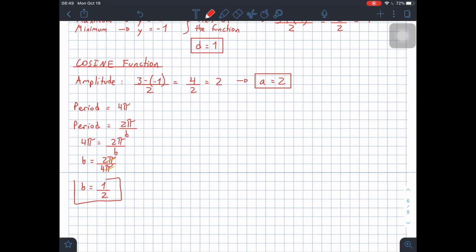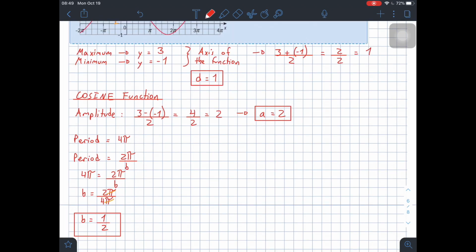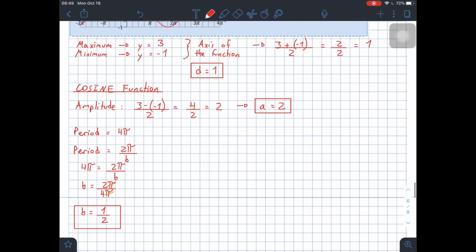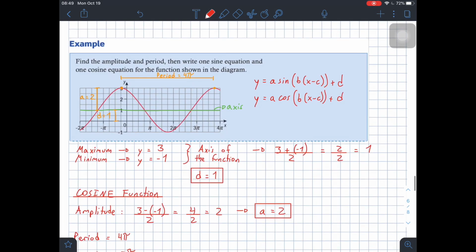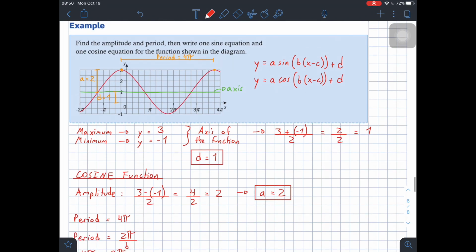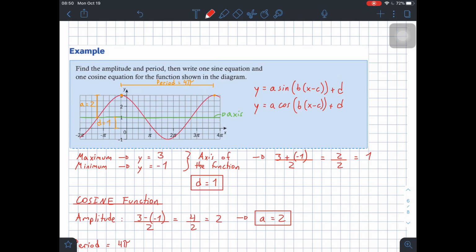So there we have the value of a, we have the value of b, and we also already have the value of d. So the only letter we're missing is the value of c. And you will see that in this exercise we want to find one sine equation and one cosine equation. The only value that will change from one graph to another is the value of c. That's why we're leaving the value of c for the end, okay? So, how do we find the value of c? The value of c represents a horizontal translation of the function, right?